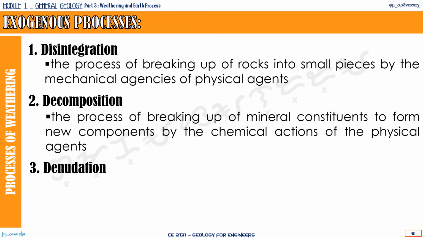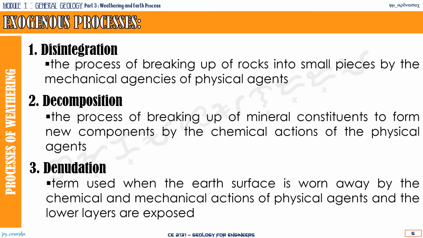And the last process is what we call denudation, which is used as a term when Earth's surface is worn away by chemical and mechanical actions. So basically, denudation will be a combination of disintegration and decomposition. And denudation usually happens on lower layers of the Earth. Okay?